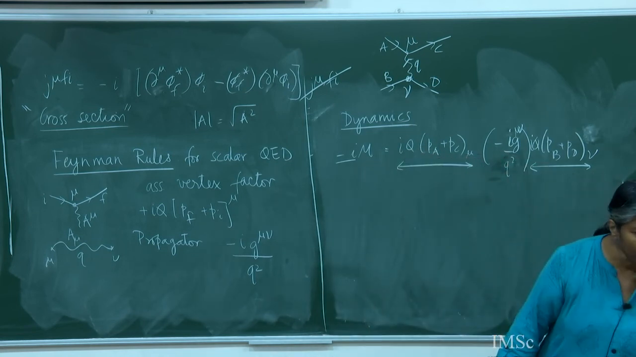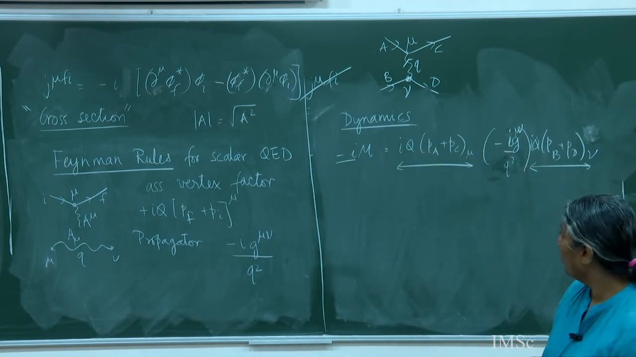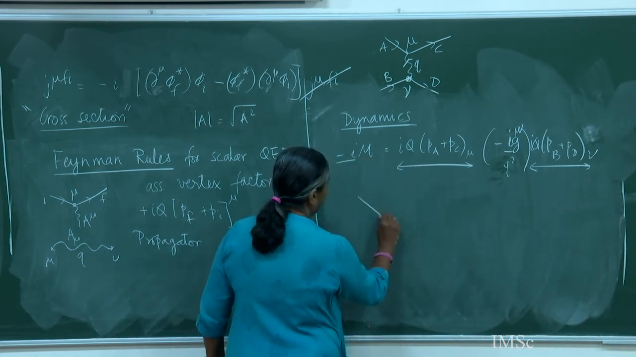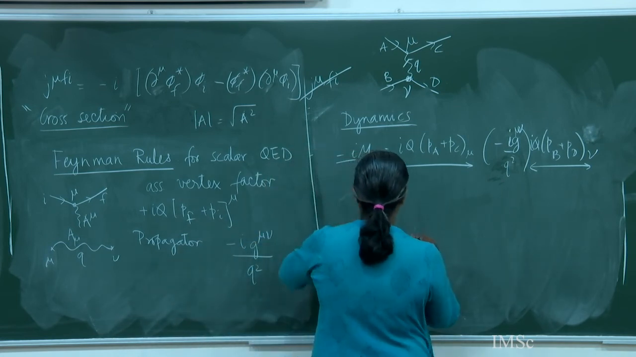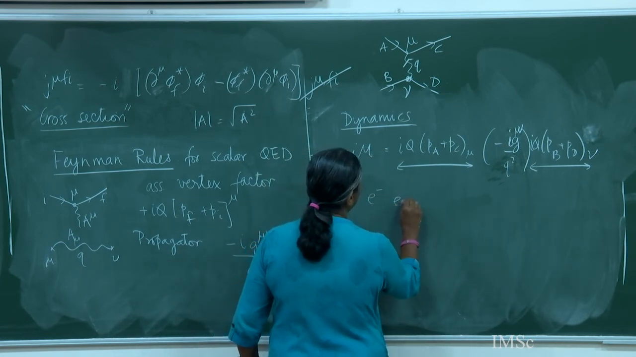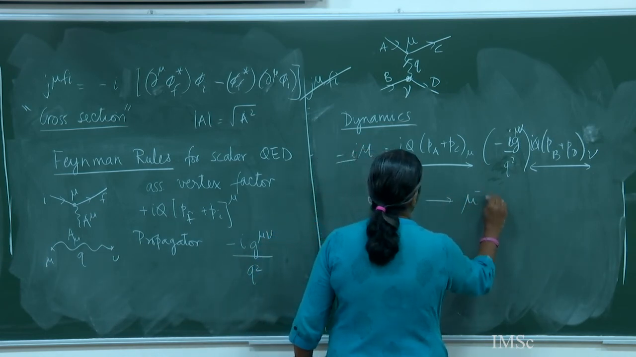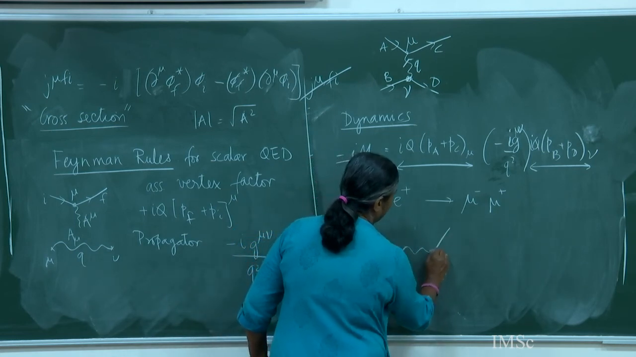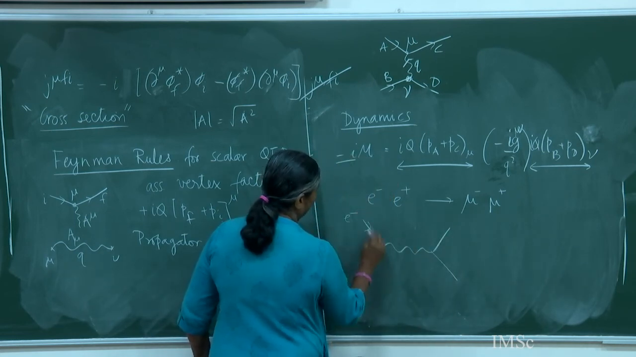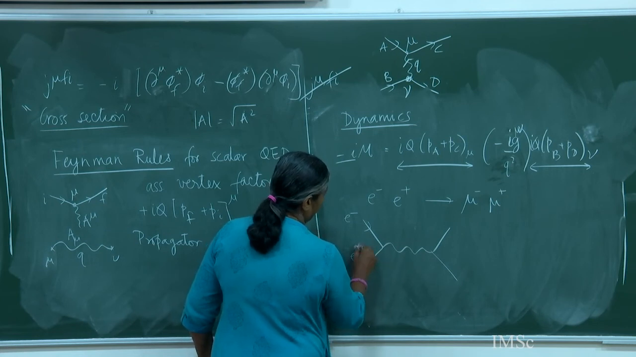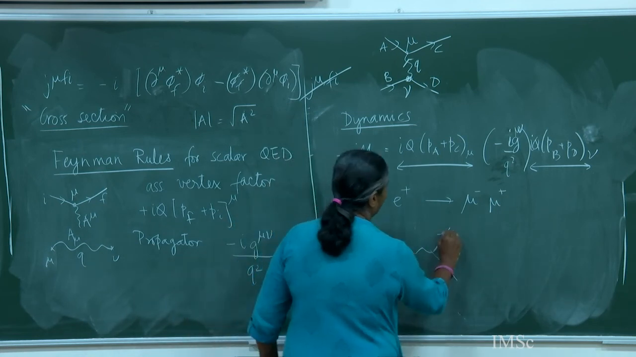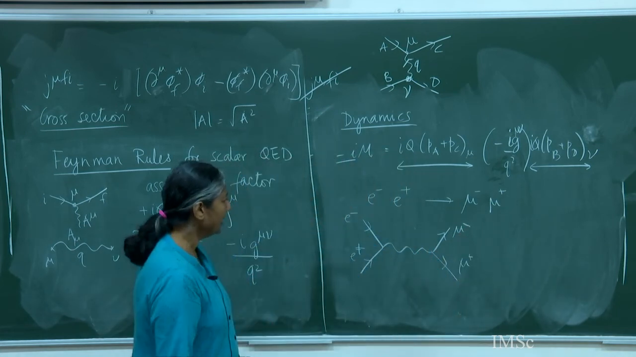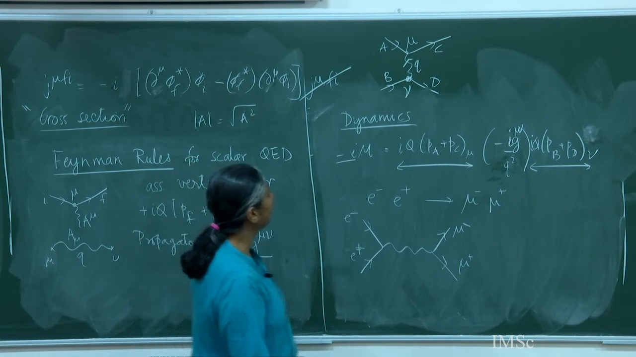But what I want to do now is use this simply as a recipe. What is the recipe? Let us go over it. Let us write another diagram. I want to write electron positron annihilating to muon anti-muon. And I can write this diagram like this. You can see why immediately. Here comes an electron, here comes a positron. They annihilate into a photon, which produces a mu minus and a mu plus. Okay?